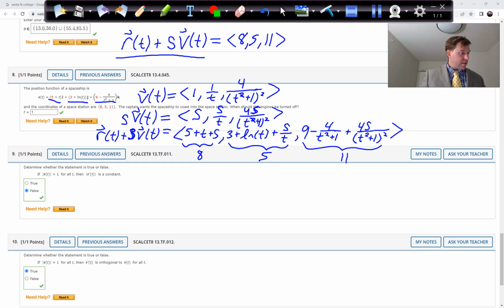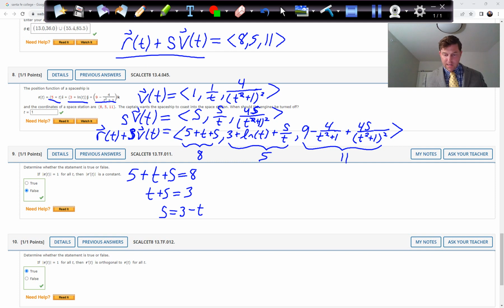Now the first one gives us a pretty simple equation. So it says 5 plus t plus s has to equal 8. So let me write that: 5 plus t plus s has to equal 8, which means t plus s has to equal 3. And we're going to solve for s. So s equals 3 minus t. So that gave us kind of a solution for one of the letters.